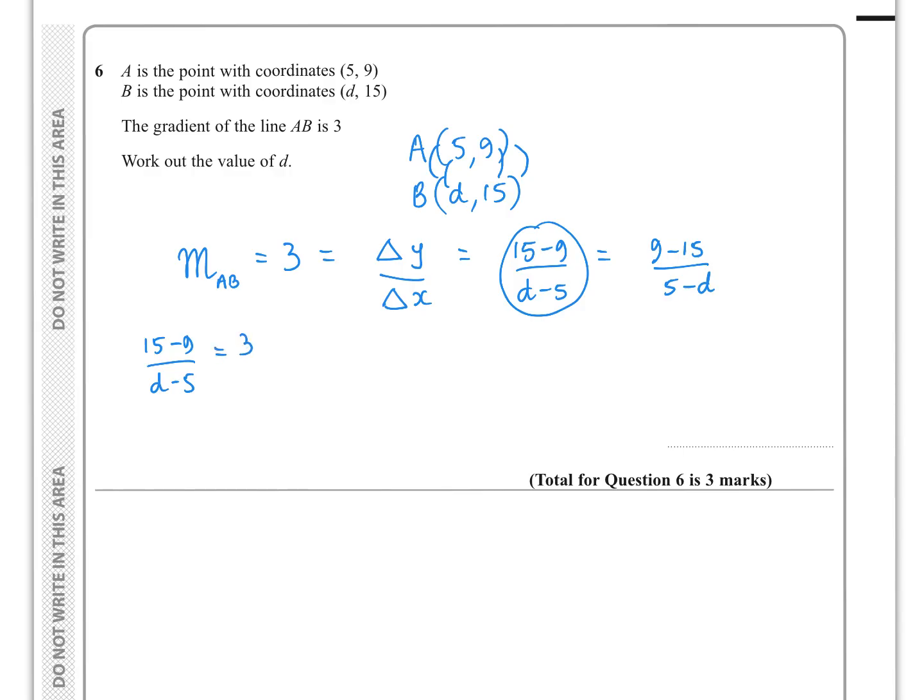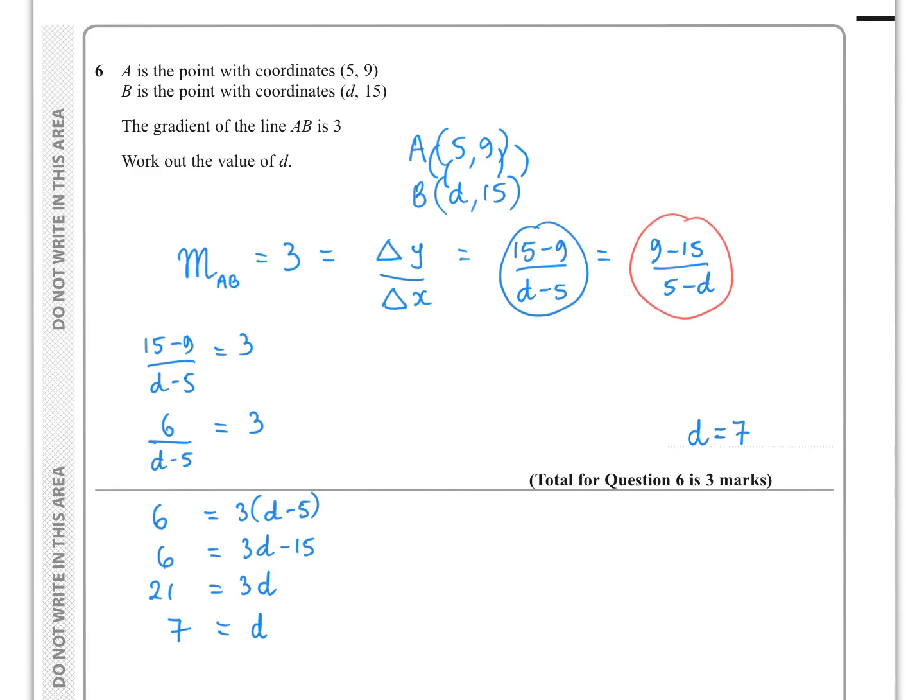So first of all, we can do the numerator, which is 6. Multiply both sides by d minus 5. And then that gives us 3d minus 15. Add 15 to both sides. And then divide both sides by 3. So we get d is equal to 7. Maybe you want to try this one and see if you get the same answer. You should.